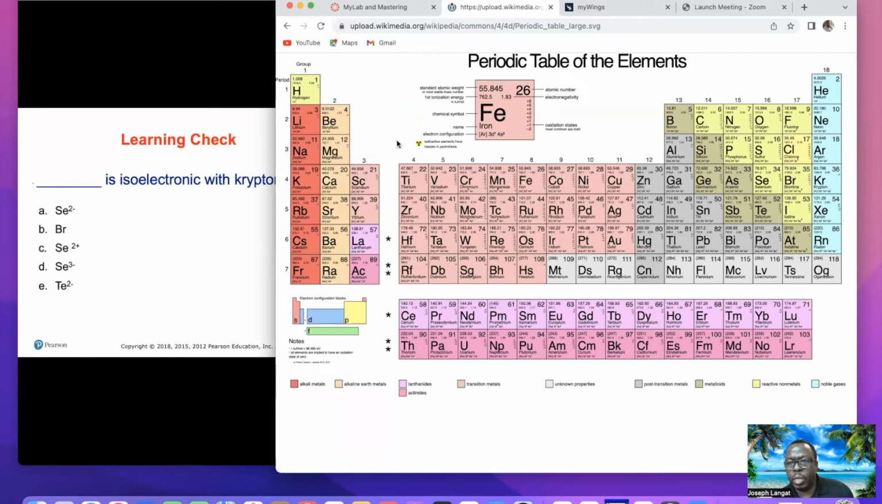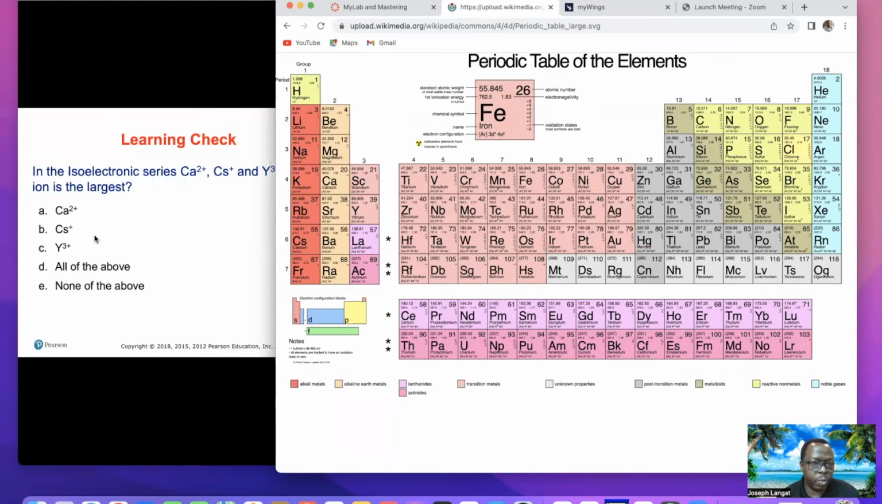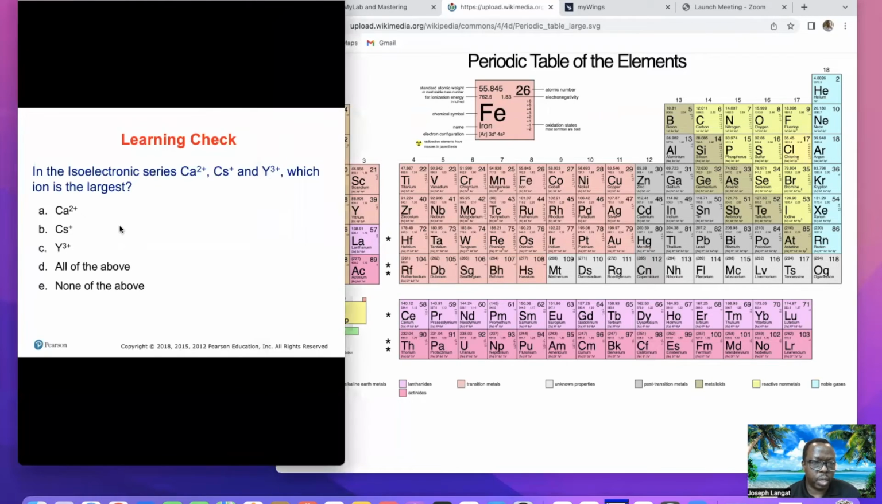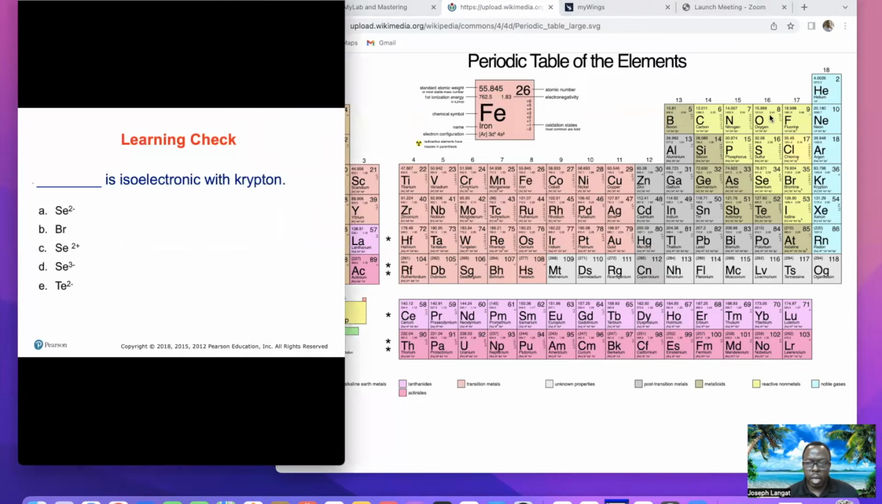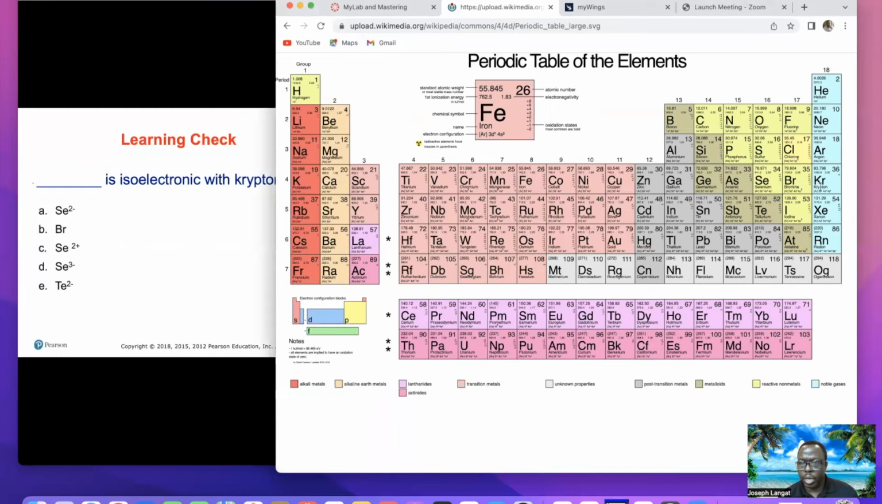Selenium positive 2 means we are less by 2 electrons. That means it's going to be like germanium, 32. Here we have 32 electrons, and it is isoelectronic with germanium, number 32. Selenium with 3 negative, that means 3 extra electrons, 1, 2, 3, this is like rubidium, number 37.